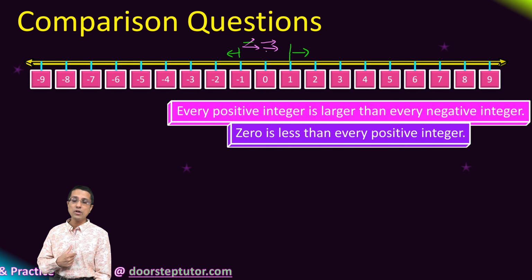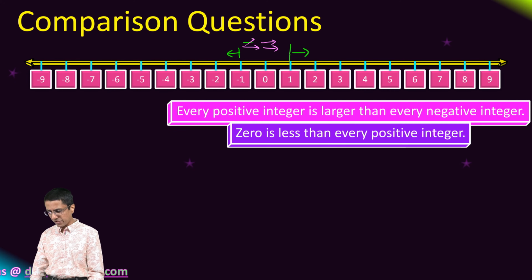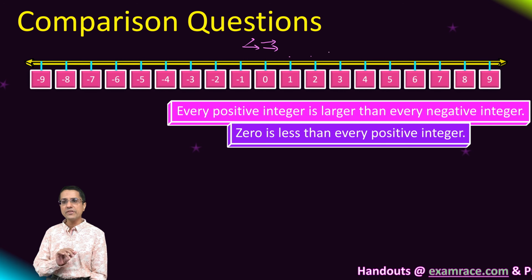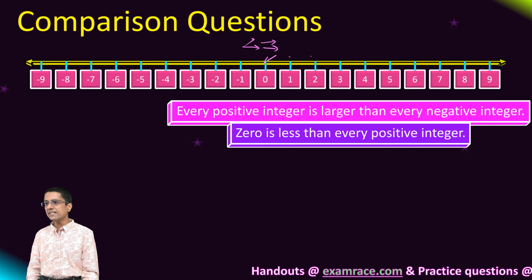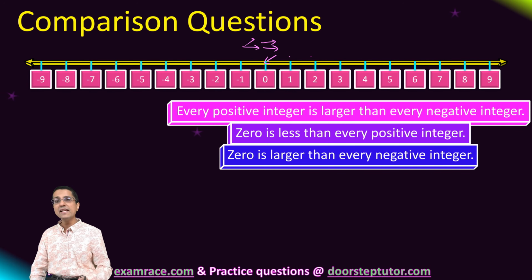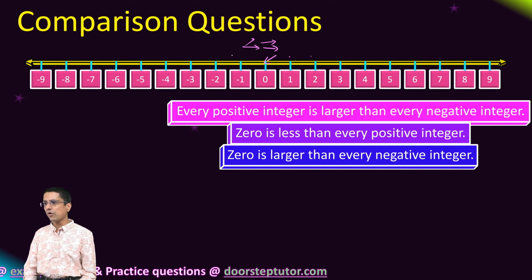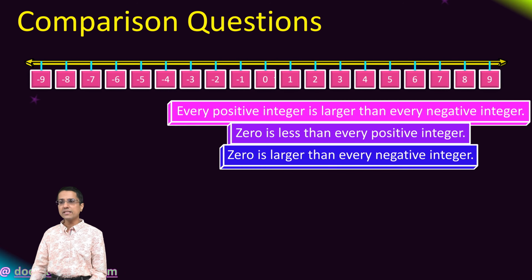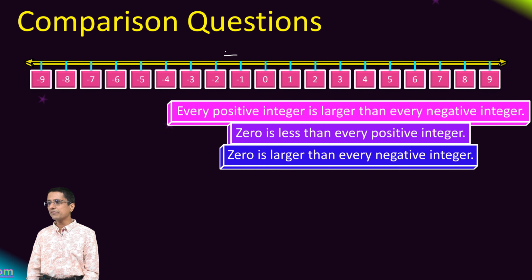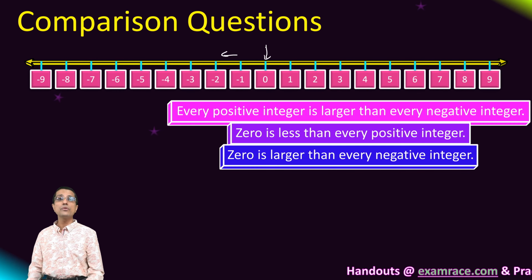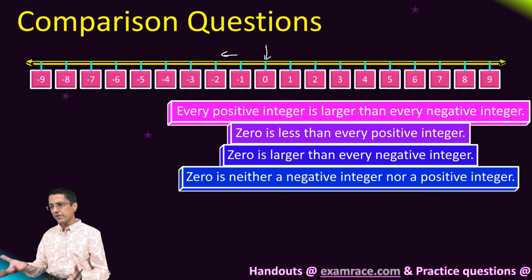0 is less than all the positive integers. No matter which positive integer I consider, whether 1, 2, 3, whatever positive integer until infinity, 0 is less than all of these positive integers. That is a very simple relation. Similarly, 0 is larger than any negative integer. All the negative integers, -1, -2, all of them, lie to the left of 0, and therefore 0 is larger than all the negative integers. Very simple.